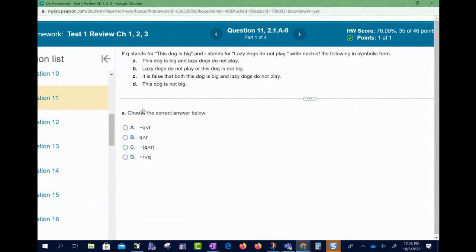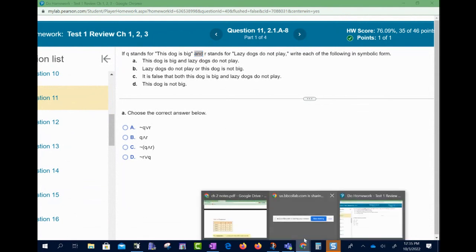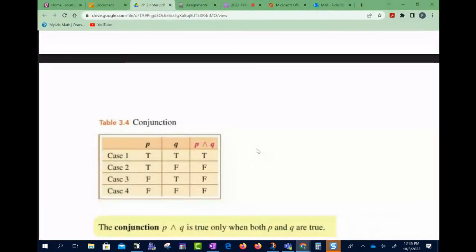Okay, so guys, first thing I'm going to do is look for, do any of these have the letter Q in the beginning? Well, it looks like A, B, and C have a Q in the beginning. Some of them have that little symbol there, but they all have that part. Let's see. R stands for lazy dogs do not play. So look, y'all, this part here is asking me for the and. So remember, you guys, the and is the conjunction.